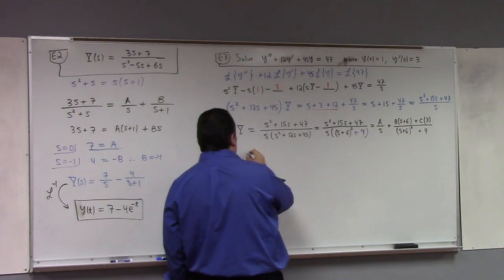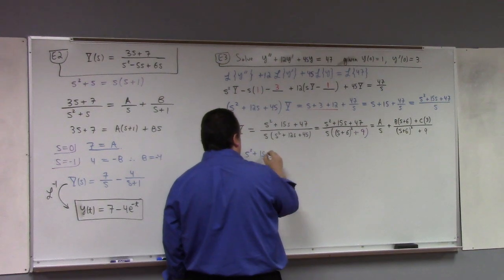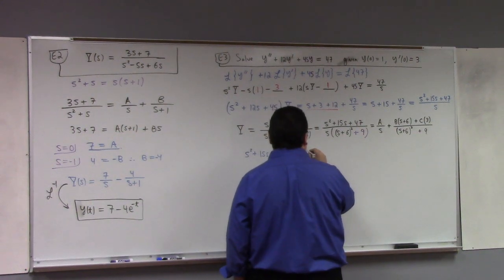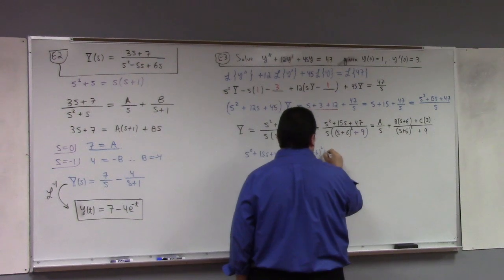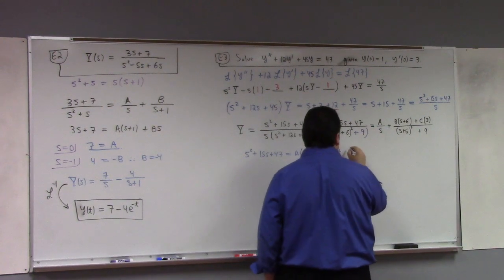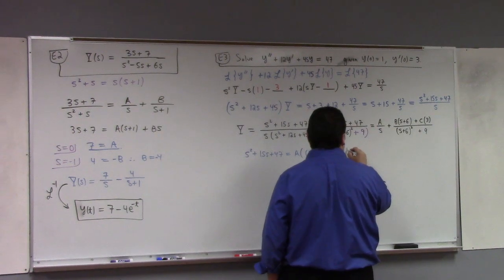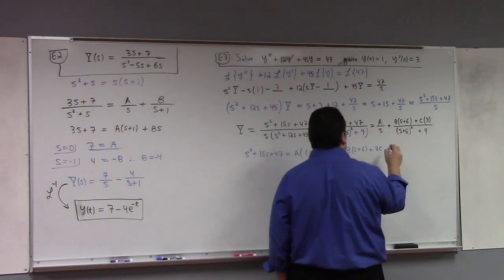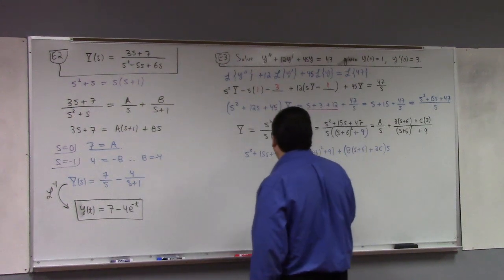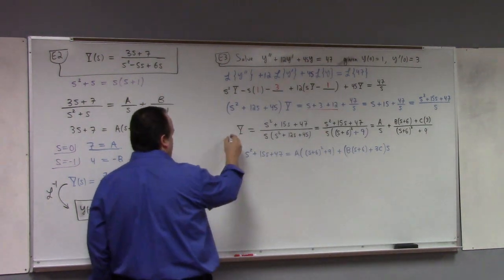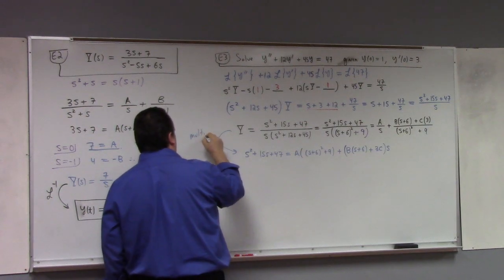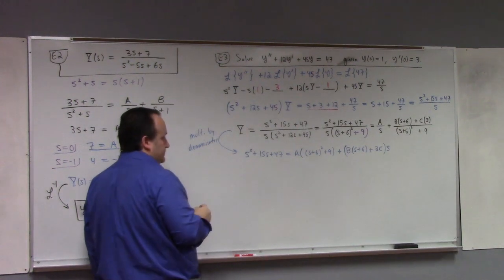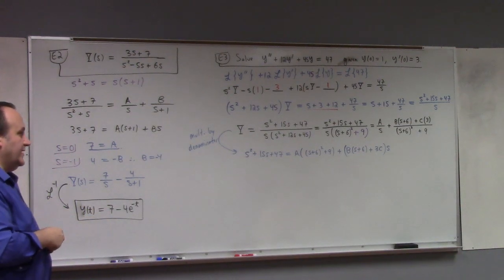We got s squared plus 15s plus 47 is a times the characteristic equation, which I'm going to write as s plus 6 squared plus 9. And then plus b times s plus 6 plus, well, I'll write it as 3c this time, all times s. So again, as usual, multiply by denominator.